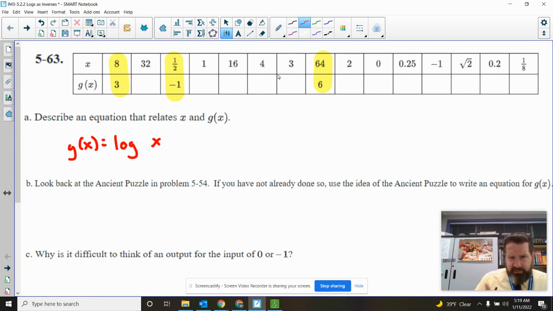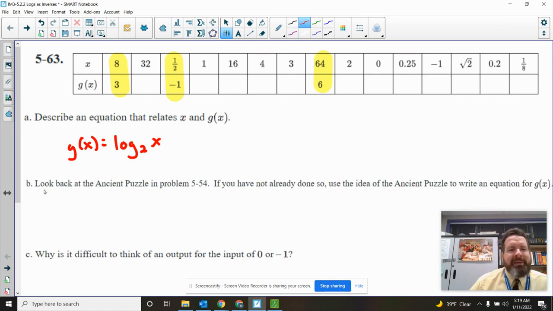So the question we're asking is, okay, logarithms give me exponents. So what number to the third power gives us 8? What number to the negative first power gives us a half? What number to the sixth power gives us 64? With a little bit of guess and check, I hope you're going to come up with 2. This is a log base 2.